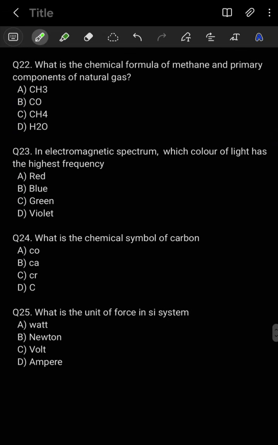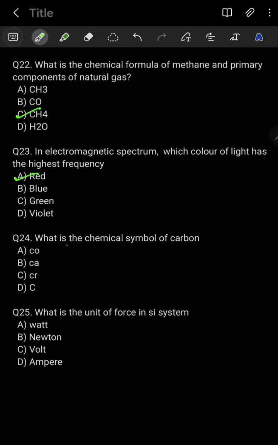Question number 22. What is the chemical formula of methane, the primary component of natural gas? That is CH4. So option C is the correct option. Question number 23. In the electromagnetic spectrum, which color of light has the highest frequency? Option E is the correct option, red color.